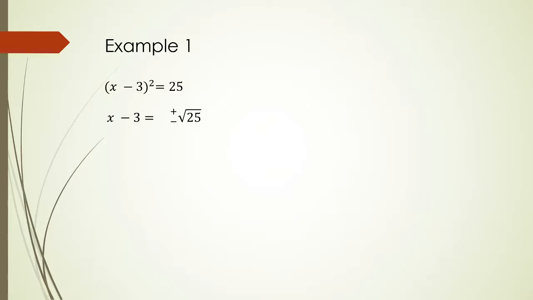If we square root both sides of the equation, one side will be x minus 3, the other side will be plus minus square root of 25. Now remember, you need to add a negative because negative 5 times negative 5 will also give you 25. So x minus 3 equals negative 5, or x minus 3 equals positive 5. Then you solve it: x equals negative 2 or x equals 8. This is the solution for this question.